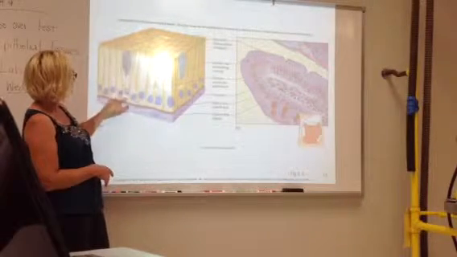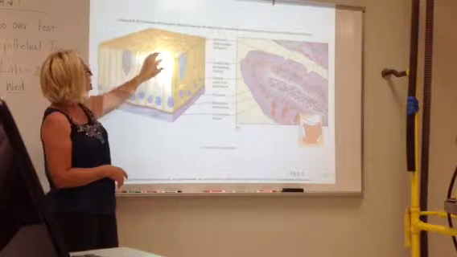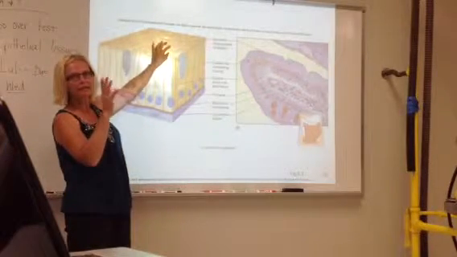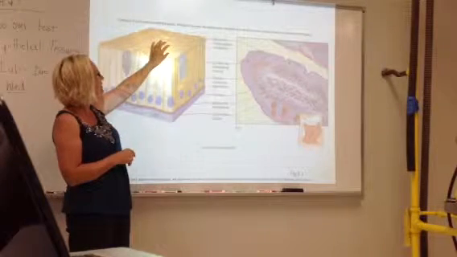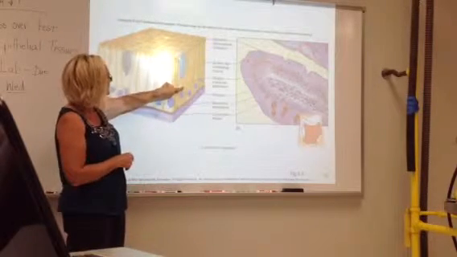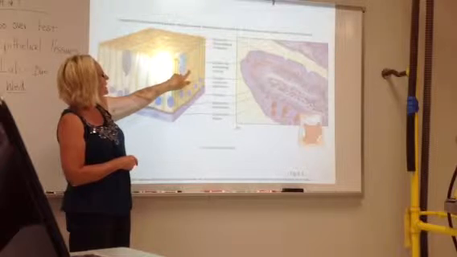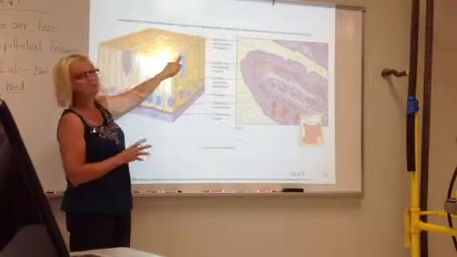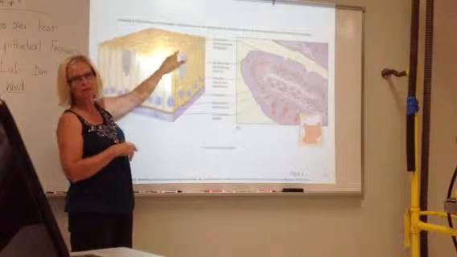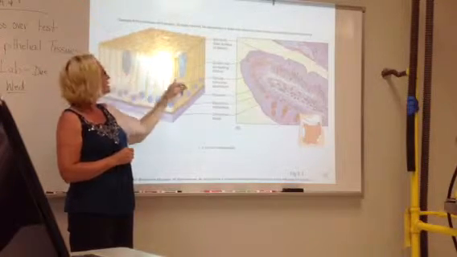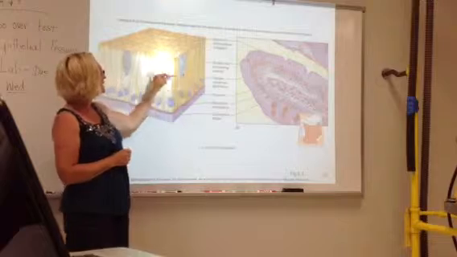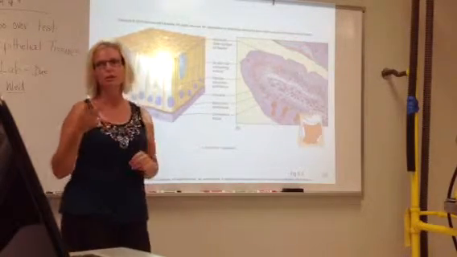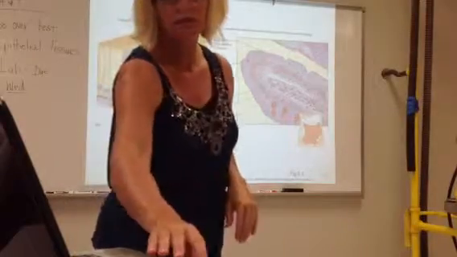So columnar, long and skinny. Your nuclei are going to be at the bottom, the basement. Here's those little extensions of microvilli that can expand and increase the surface area. And then here, this would be a goblet cell, and this would be the mucus that it's going to secrete and release to the outside. So this would be a goblet cell because they're going to release mucus.